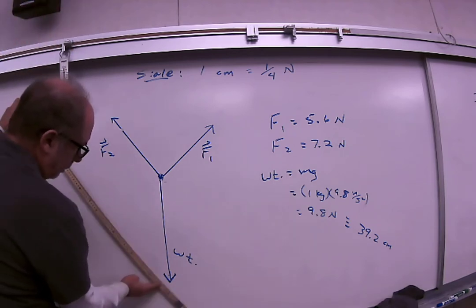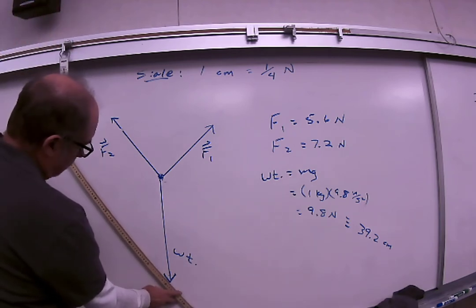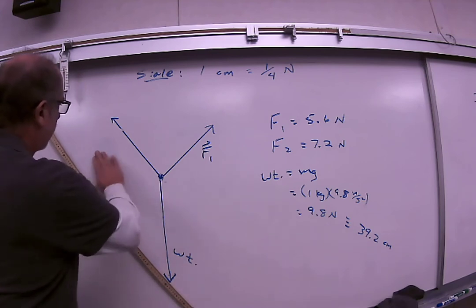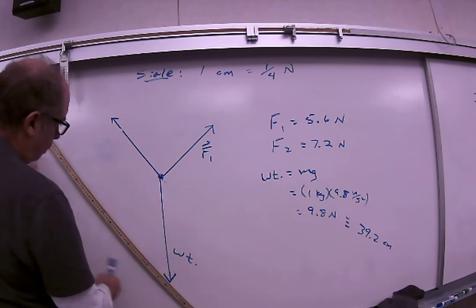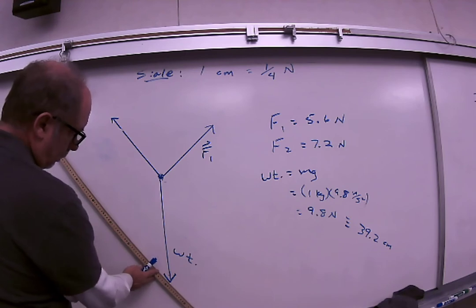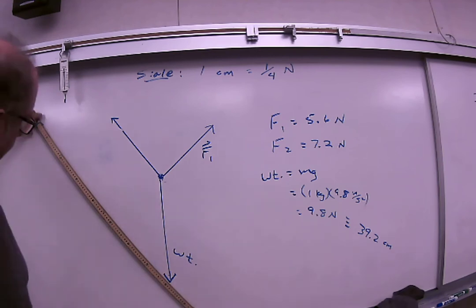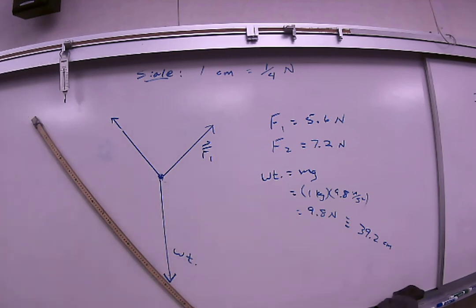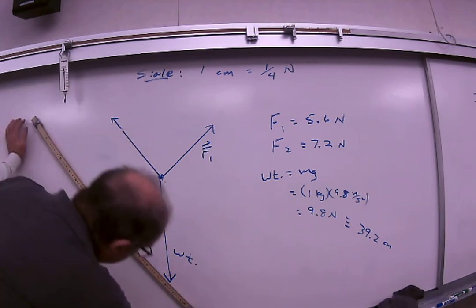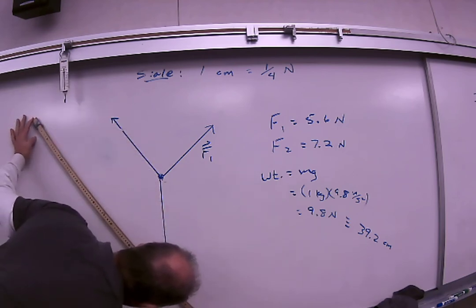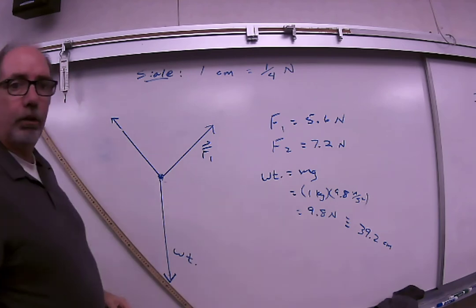So I'm going to make my meter stick parallel to F2. Get that out of the way so my visual doesn't mess me up. Is that meter stick parallel to F2? That's pretty close. And so I started on 80. How far of a line am I going to need to draw?